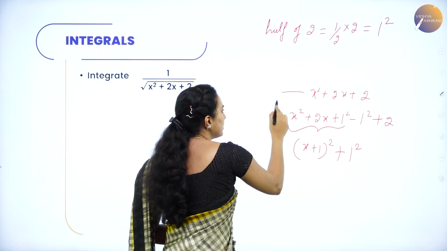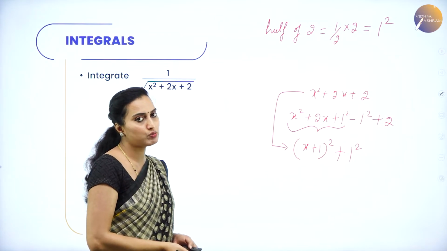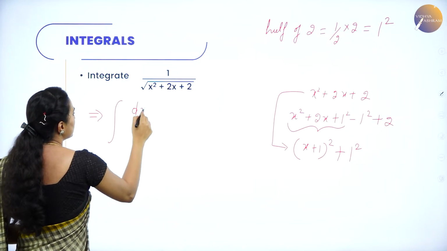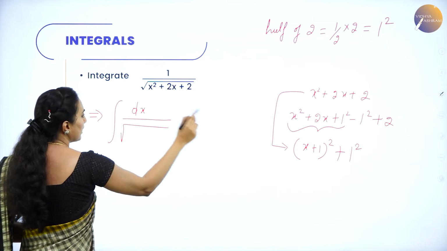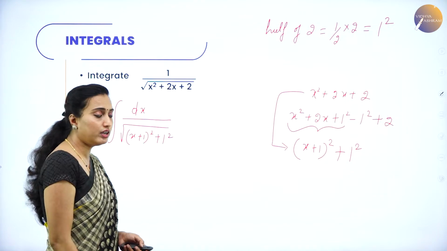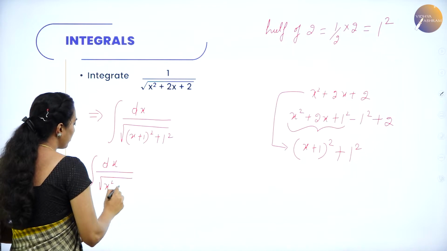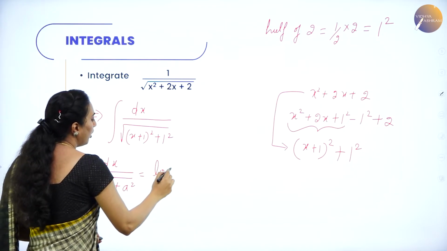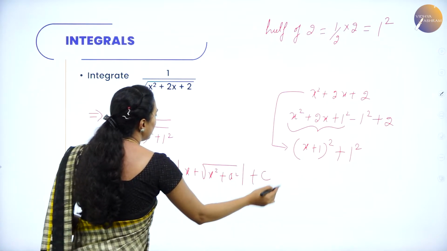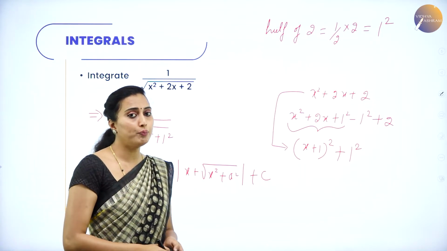Therefore, I can reduce x squared plus 2x plus 2, by the completing square method, as x plus 1 whole squared plus 1 squared. Now writing that denominator, it implies integral of dx divided by under the square root of x plus 1 whole squared plus 1 squared. Now this is according to the formula: integral of dx divided by under the root of x squared plus a squared is log of modulus of x plus under the root of x squared plus a squared, plus c. Now here x replaces x plus 1 and a replaces 1. I hope you got this one.